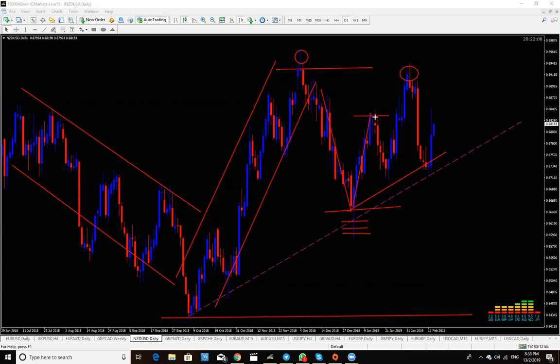We got a pin bar candlestick right here, and then bam. Now the market found support at a higher low right here. After the market found support here, boom, the market did another price correction, came up. This time, however, it failed to go back to the previous resistance side.